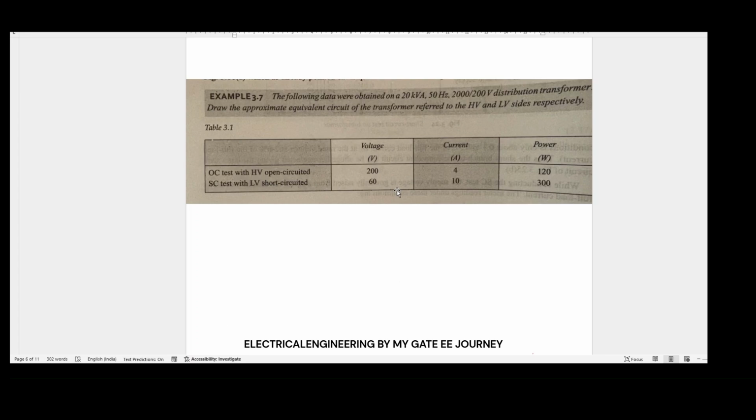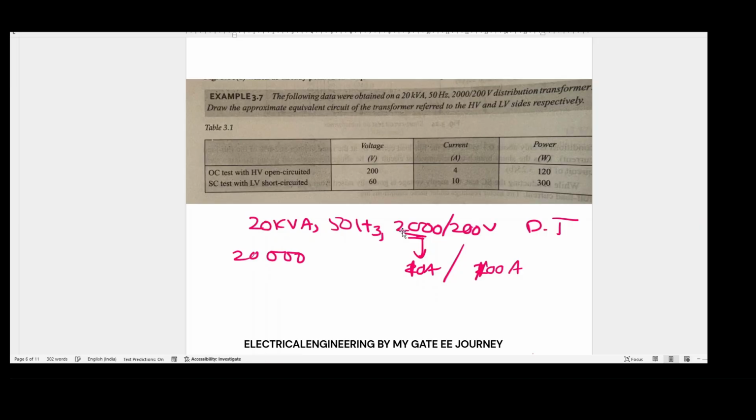Remaining, you can solve. Here, he has given a 20 kVA, 50 Hz, 2000/200 volts distribution transformer. From this, we can tell 20 kVA means 20,000 VA. From this, rated current on HV side is 10 amps and rated current on LV side is 100 amps.